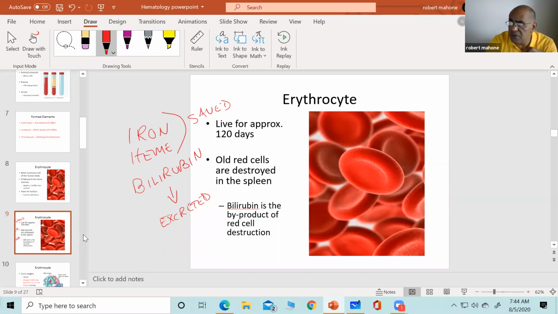So the red cells live for approximately 120 days. Once they reach their programmed lifespan, a white cell will grab it and take it to the spleen, where it'll be deconstructed. The iron, the heme, and the bilirubin are all transported to the liver. The liver saves the iron and the heme and then excretes the bilirubin through the digestive tract.